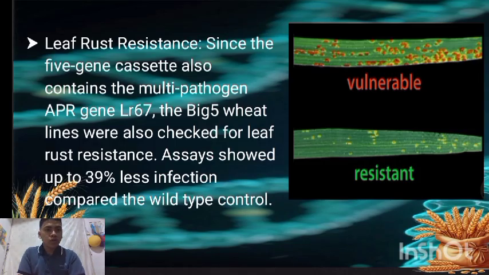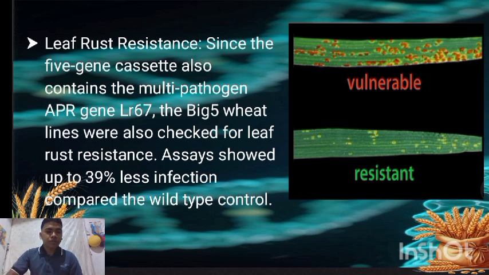So we all know that the Big 5 wheat is focusing only on the stem rust, because we all know that the very disruptive kind of rust is the stem rust. But the experts or scientists also examined the Big 5 cassette, its efficacy in leaf rust resistance, and it shows 39% less infection.